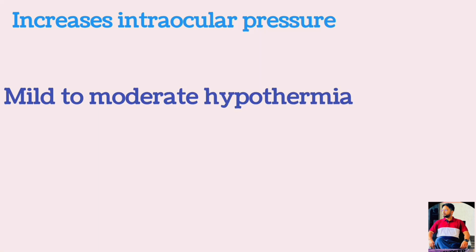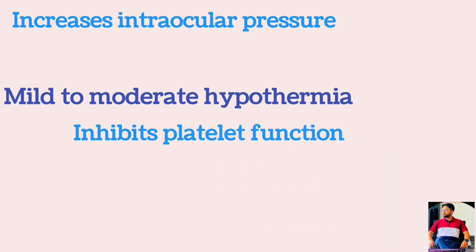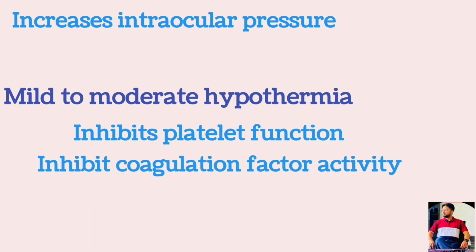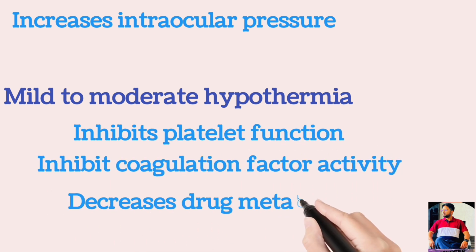Mild to moderate hypothermia, when the temperature is between 33 to 35 degrees centigrade, inhibits platelet function, coagulation factor activity, as well as drug metabolism. A decrease in hepatic and renal blood flow causes a decrease in the metabolism and excretion of drugs. Thus, there is a prolonged drug effect noted. There is also decreased hepatic metabolism that prolongs the action of propofol and the opioids.